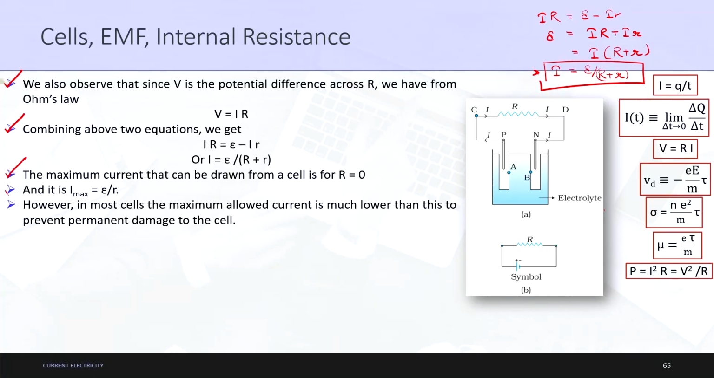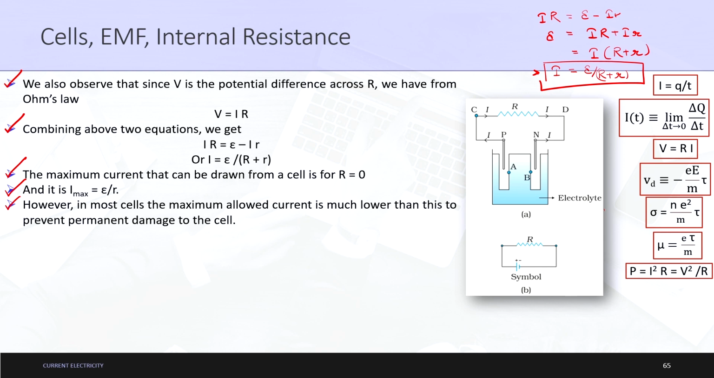So this thing has been explained, and it is I max is equal to epsilon by r, the same thing which I just uttered. However, in most cells the maximum allowed current is much lower than this to prevent permanent damage to the cell. There has to be some limitation on the amount of current also passing from point A to point B.